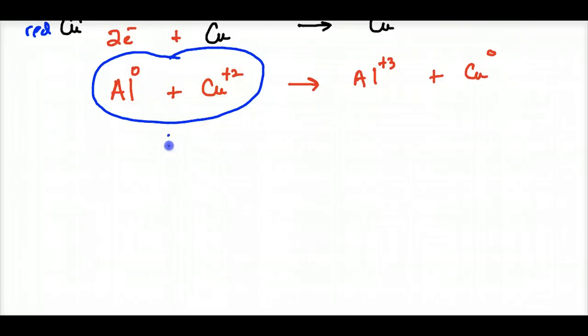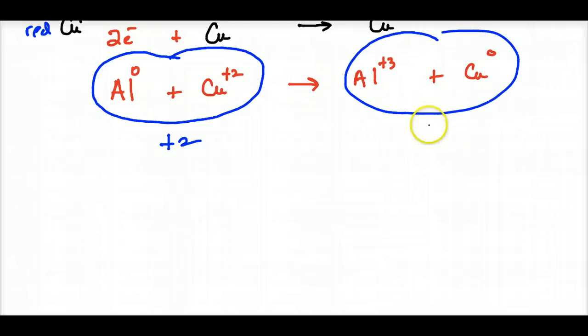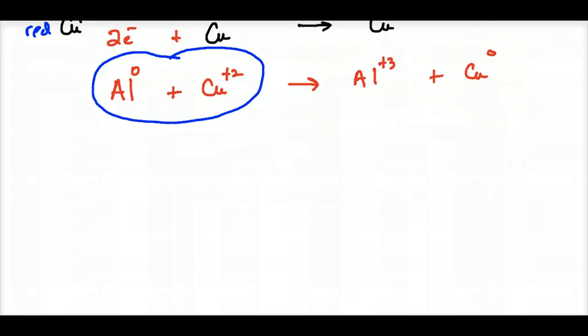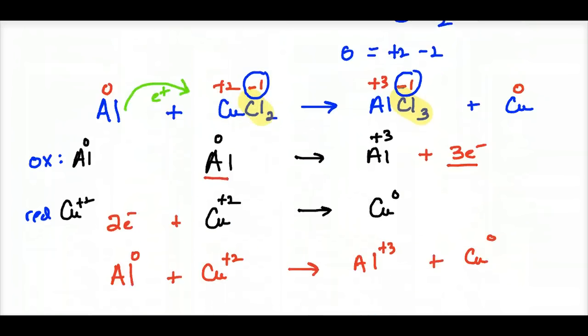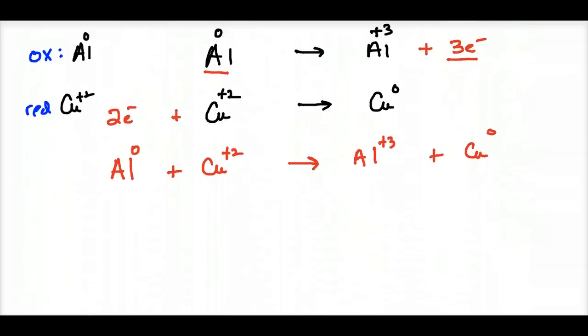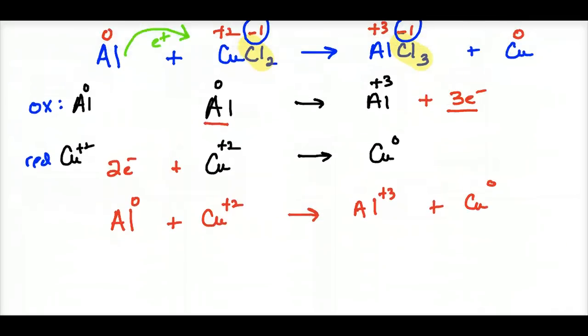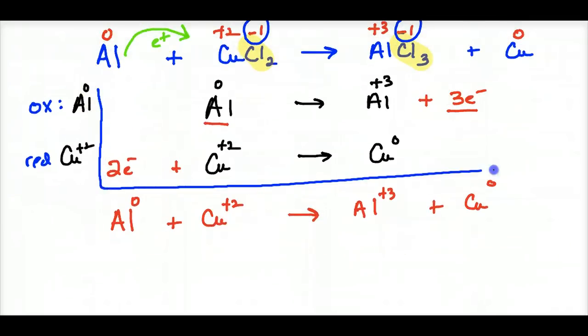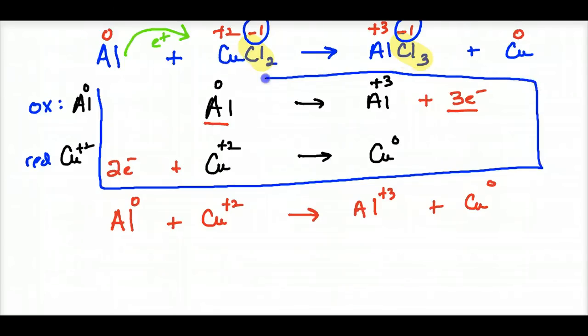So this is a plus 2 on this side. This is a plus 3 on this side. So clearly this is not balanced. Okay? So we're going to have to figure a way to do this. Well, one way to do that is write half reactions, and we've already done that. We've already written the half reactions right here. But what we haven't done yet is balance our charge.